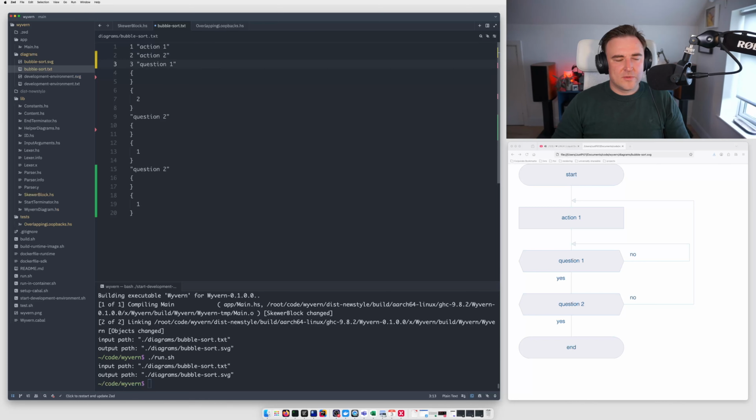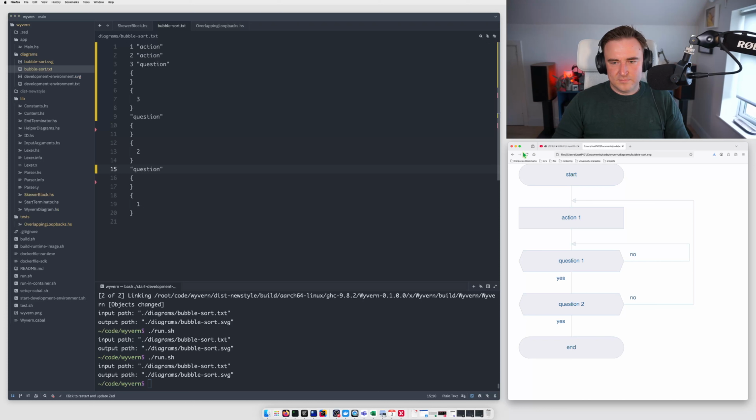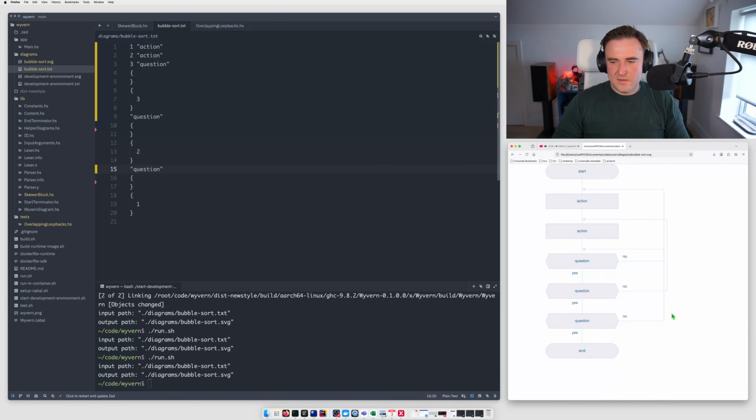Action 2. Right, yeah, let's give them identifiers. Question 3. Or just no identifiers in the name. This links to 3. This links to 2. And this links to 1. Yes. So if we didn't have this, the overlap here wouldn't exist. Like this.